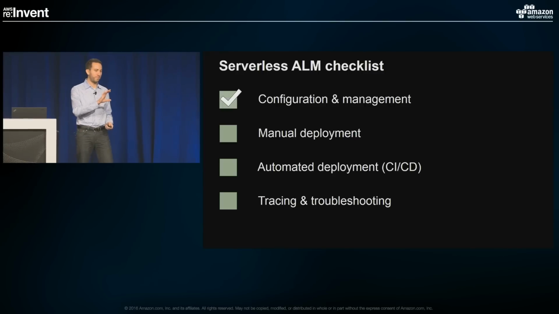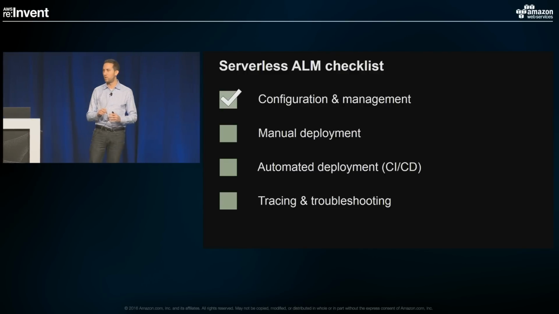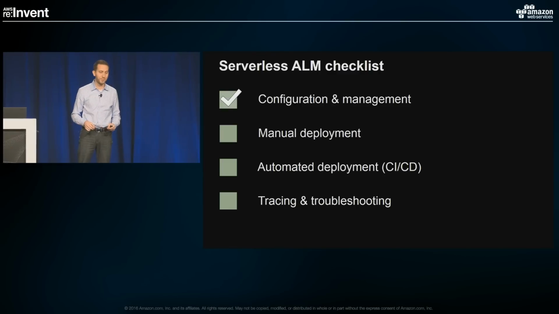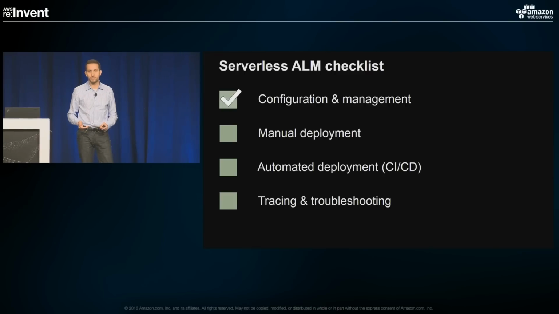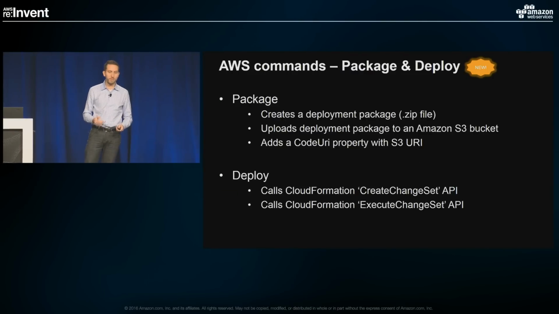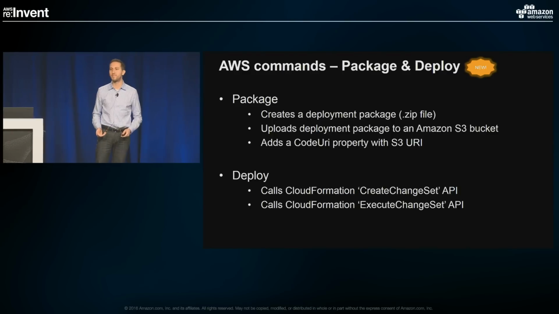So I think we can check off the first item on the list. We can use SAM to define our application, to write a template that defines all the resources within our serverless application. Now, how do we take that and deploy it, turn a template into resources provisioned in my account? The easiest way to do that is to use two new CloudFormation commands.